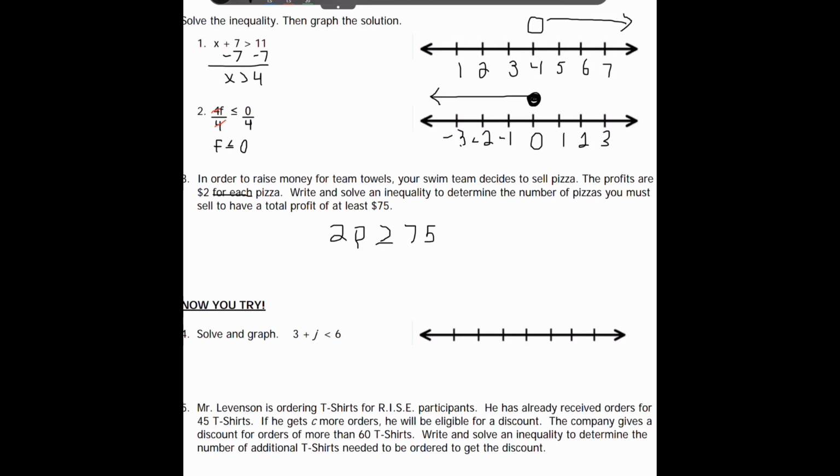Now time to solve the inequality. So we are going to isolate the variable by using the inverse operation. We're going to divide both sides by 2.